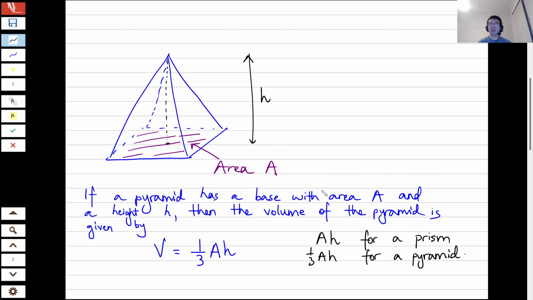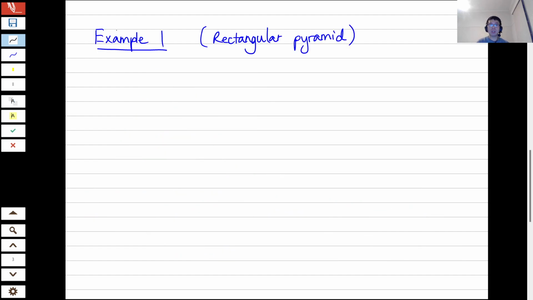But if you are curious, as I am, I encourage you to go and have a look and see why it's 1/3. And I think the amazing thing is it works for any shape, not just a square, not just a triangle, but it can truly be any shape. But we'll just focus on the simplest cases for our work. So let's start with a rectangular pyramid.